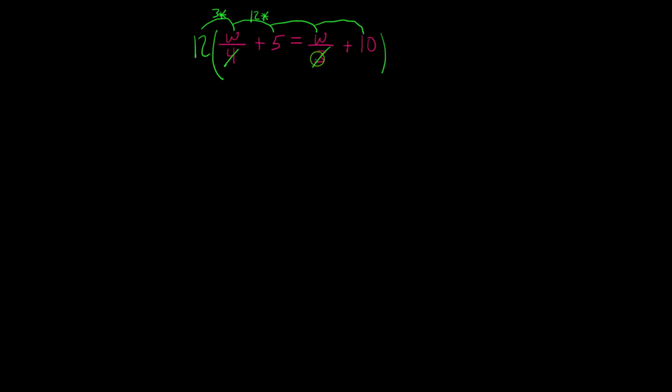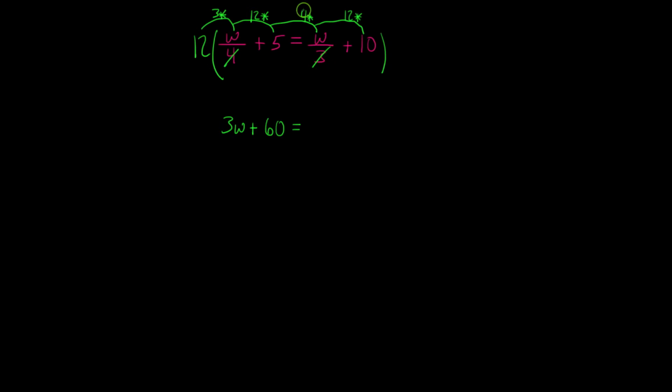When I cross cancel 12 and 3, I'm left with 4. So 4 times W here. And finally I have to calculate 12 times 10 in this last term. Alright, now let's get started. 3 times W, I have 3W, plus 12 times 5 will give me 60.